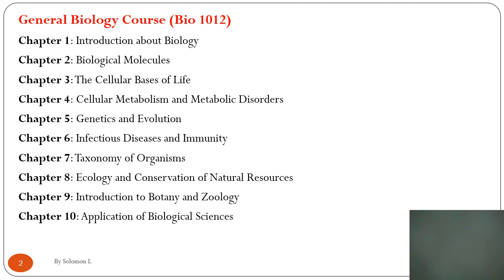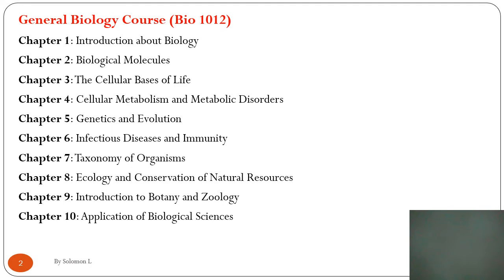Here you can see chapter 1 is about introduction of biology. Chapter 2 is about biological molecules. The chapter 3 is about the cellular basis of life. And the chapter 4 is about cellular metabolism and metabolic disorders. Chapter 5 is about genetics and evolution. Chapter 6 is about infectious diseases and immunity.